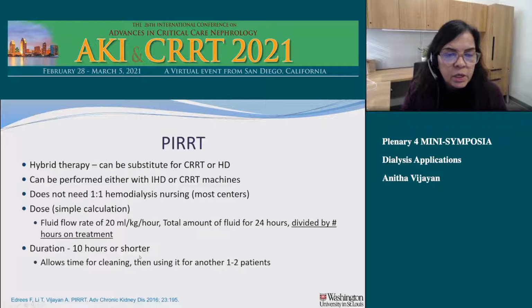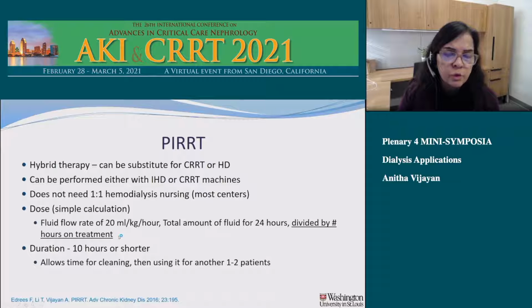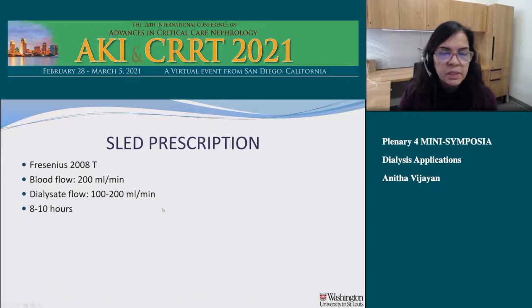if you allow for cleaning and downtime of about 1 to 2 hours, you can use the same CRRT machine for 2 patients. If you use a duration of 6 hours, you can use the machine for 3 patients even. Of course, the flow rates will have to be higher depending on the number of hours that you're using. SLED prescription, this is when you would use your hemodialysis machine. As I said, in the United States, the most common machine used for SLED is the Fresenius 2008. The blood flow is usually turned down to 200 ml per minute, dialysate flow about 100 to 200 ml per minute, and the usual duration is 8 to 10 hours.